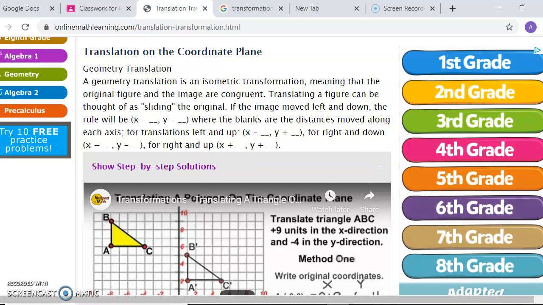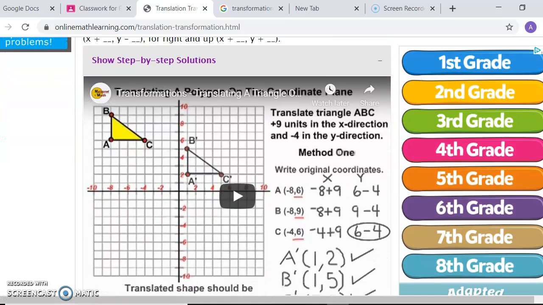So here is a particular video. I probably will put that video on Google Docs so that you can see how that is done. So that's the movement of translations. Okay, so we are done with our first lecture, and this will be put on Google Docs. And I will see you tomorrow when we will talk about rotations. Thank you and good day.